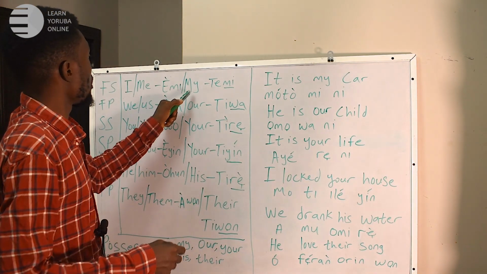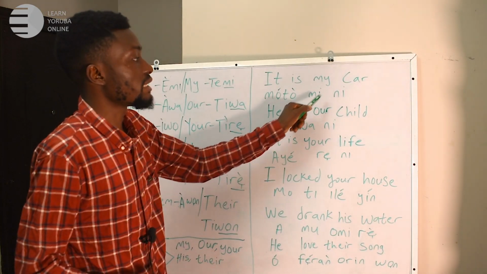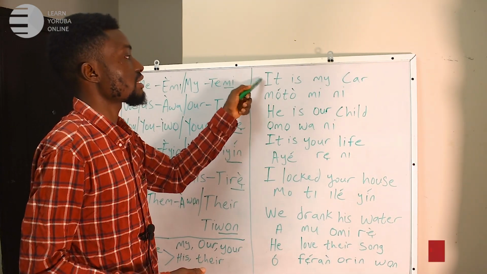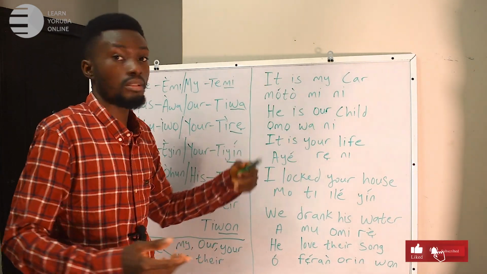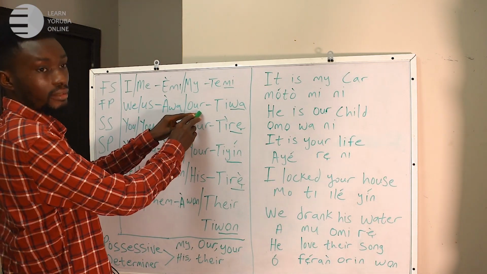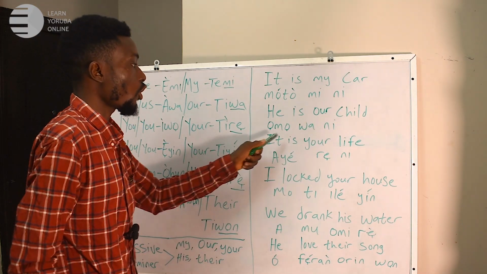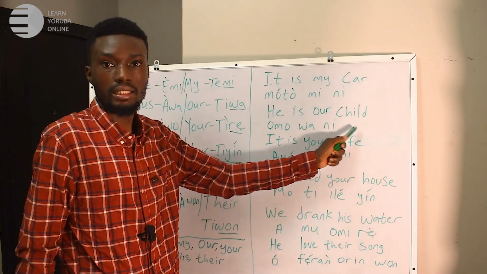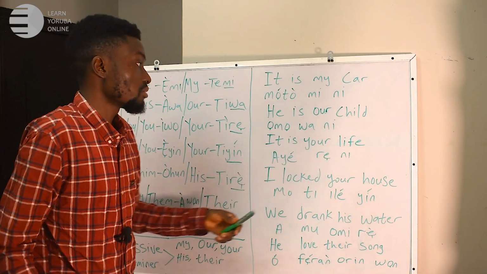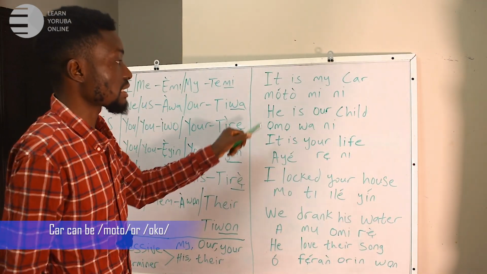So this my, tèmi, but used as a determiner, used as mi. So mọ́tò mi ni. So this one is just a reference, the same way what this is, ni, it, mọ́tò mi ni. So in this one, we turn to ours, and we have tiwa used as wa. He is our child. Ọmọ wa ni. And we can also say it is our car. Ọkọ wa ni. It is our car.